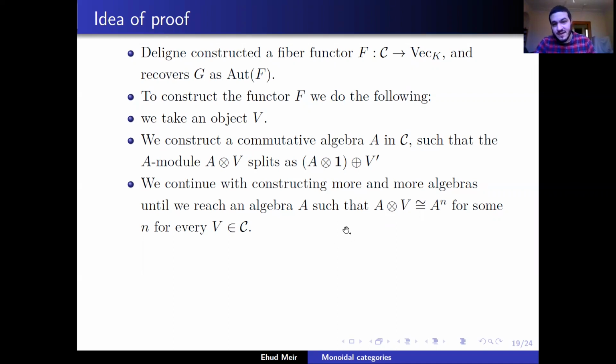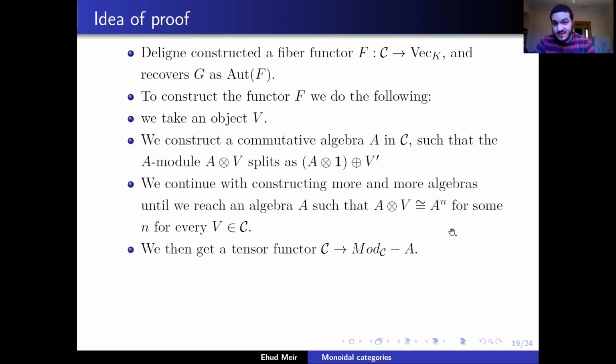The reason why we can do that, so, okay, I need to say that to do this part of the construction, to find the commutative algebra such that this holds, this is something that we can do quite generally. But in order to reach this point, that A tensor V is A to the n, we really need to use the condition on the exterior powers of V that we assumed in the theorem.